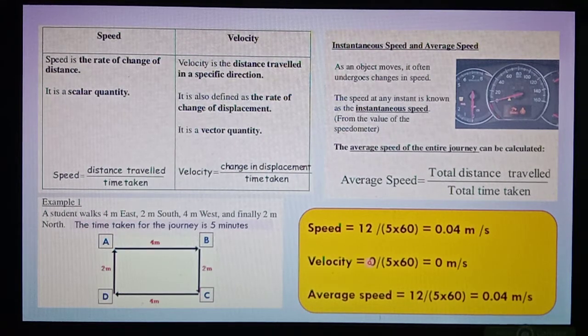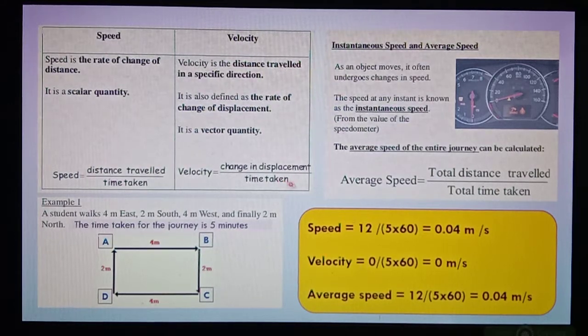Velocity equals rate of change of displacement. Thus velocity equals 0. Displacement is 0 because the student returned to the original position. No change in position at the end. So displacement 0 divided by total time taken, the same total time taken. So we get 0 meter per second. So velocity equals 0.